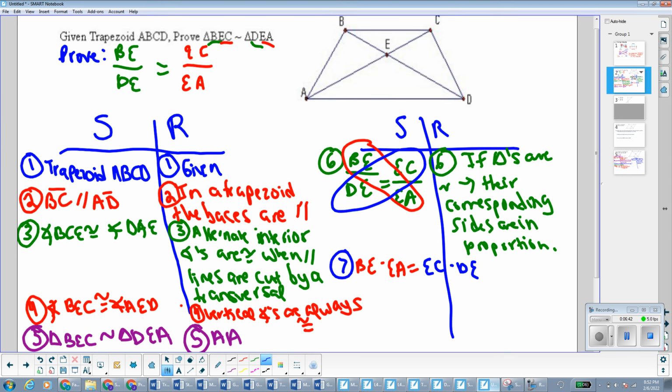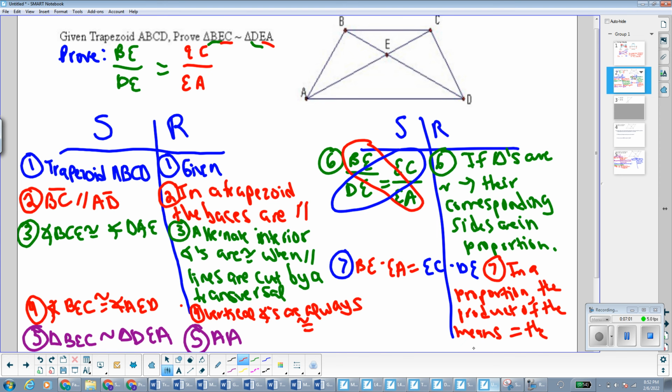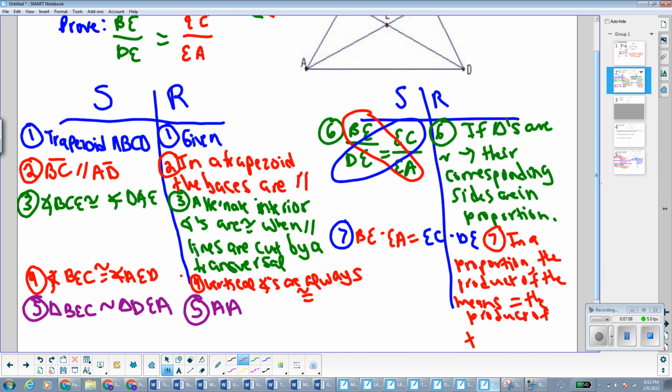This is justified because in a proportion, the product of the means equals the product of the extremes. Now, just like when we prove a proportion, anytime we prove a product, it's always going to be the same reason every time.